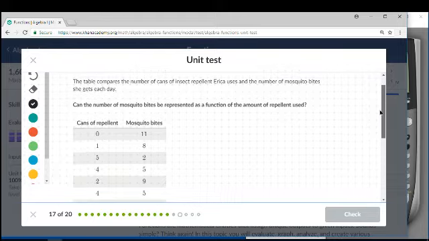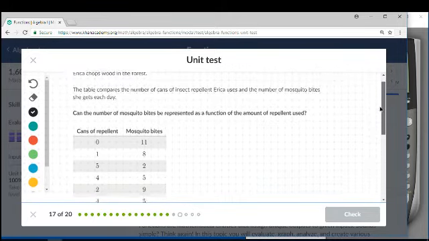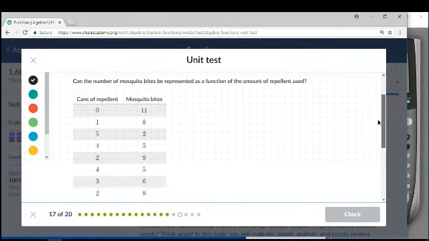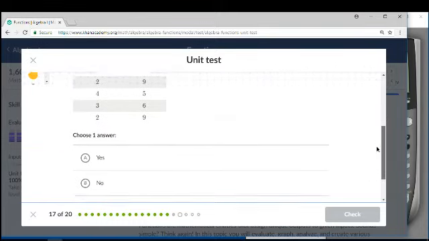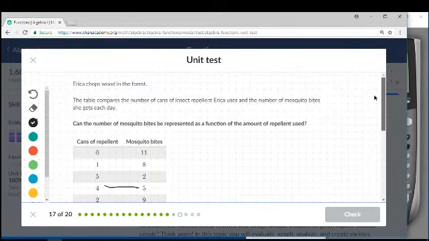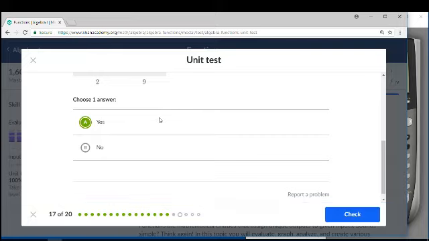All right, reading this. Here we just need to look at different inputs and outputs. 4, 5, 4, 5. Okay, that's good. We don't have the same inputs with different outputs. Let's look at 2: 2, 9, 2, 9. That's great. There's no case where we have an input with different outputs. So the number of mosquito bites is a function. Yes, this is a function.